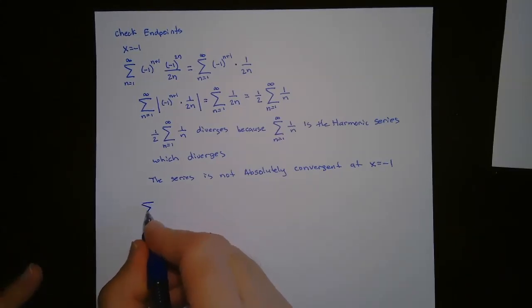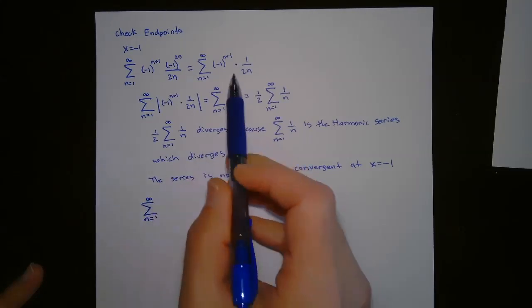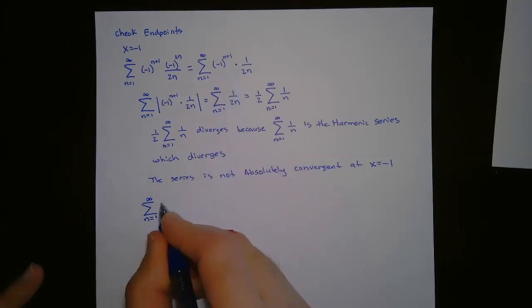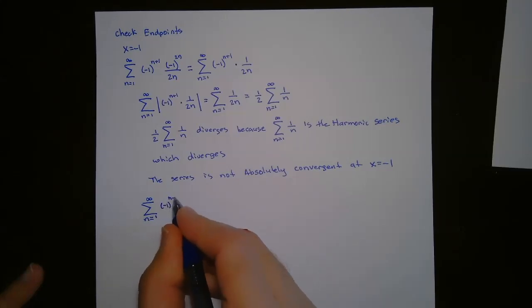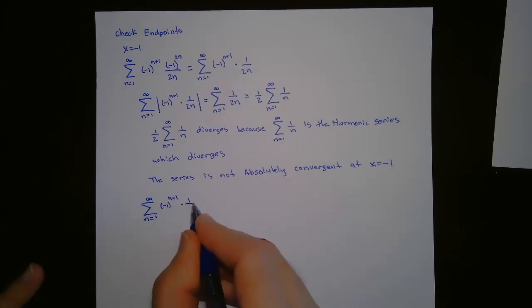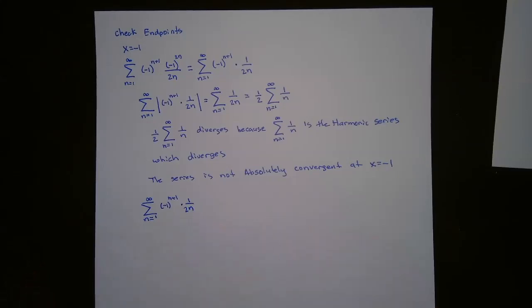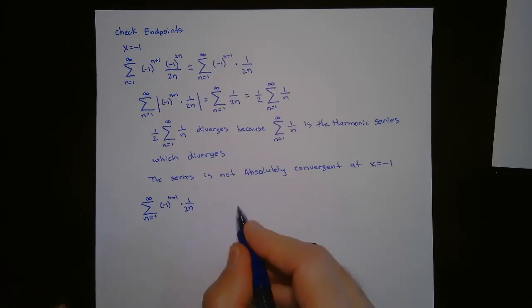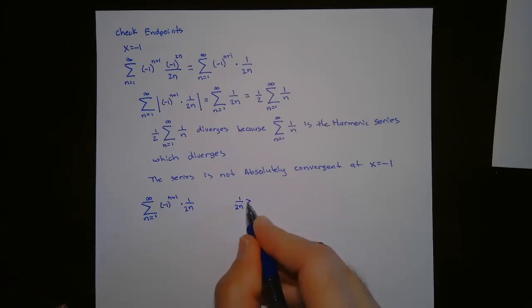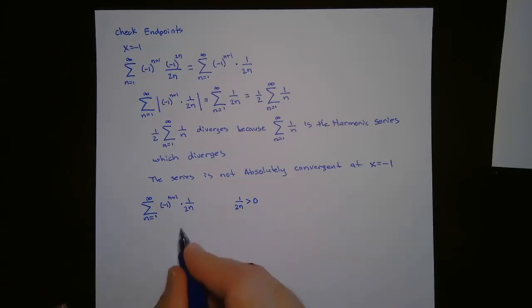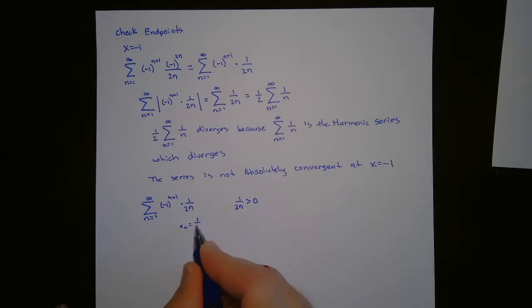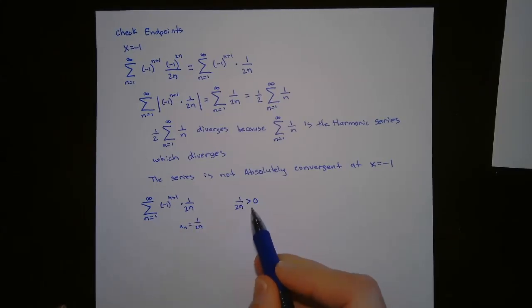So sigma n equals 1 to infinity, and our series became this one, right? So it'd be -1 to the n plus 1 times 1 over 2n. Okay, this is an alternating series. We got to use the alternating series test, right? So 1 over 2n, what do we know about that? Well, 1 over 2n is greater than 0, right? And I should say this, our a sub n is 1 over 2n. Okay, so 1 over 2n is greater than 0.